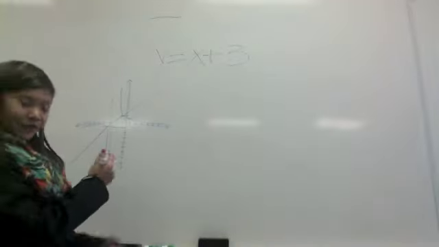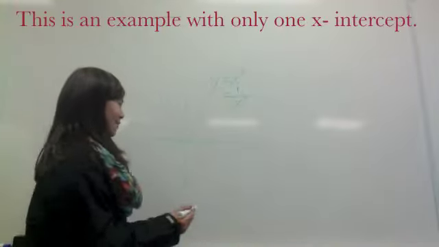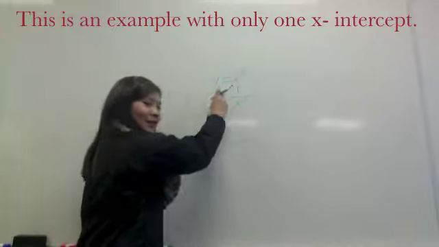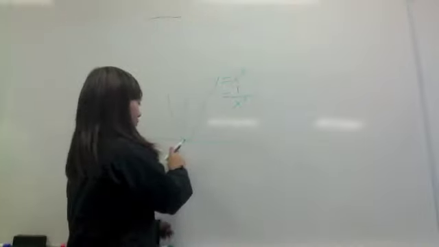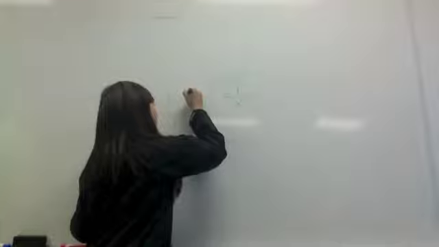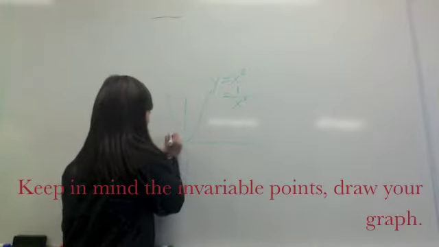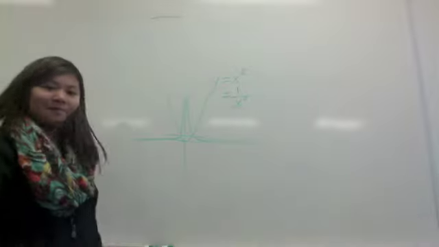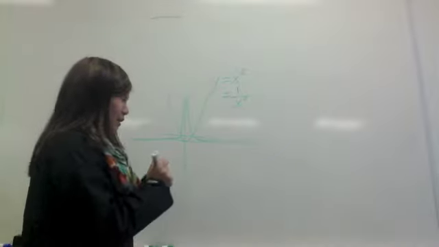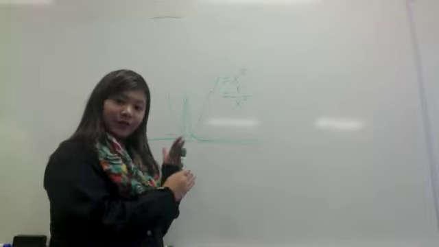And that's your graph. This is an example where the graph only has one x-intercept, so there's only one vertical asymptote. So keeping in mind the invariant points, you draw your graph. And this is your graph. Keep in mind that you never cross the x-axis because it is your horizontal asymptote.